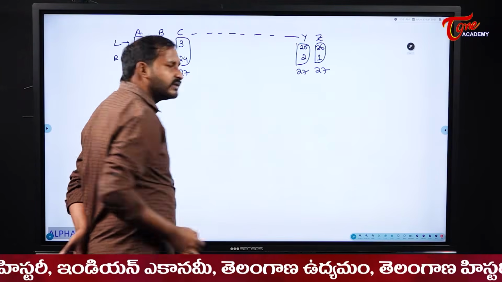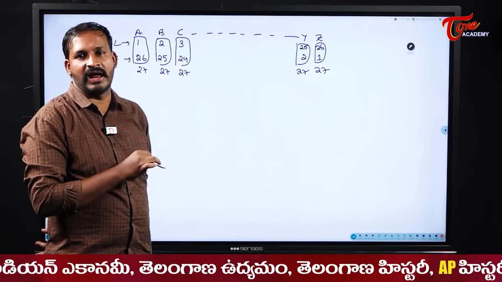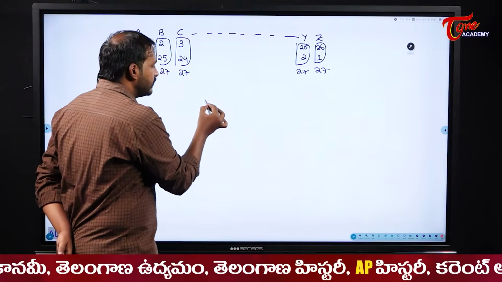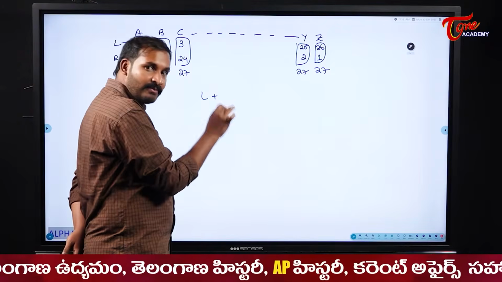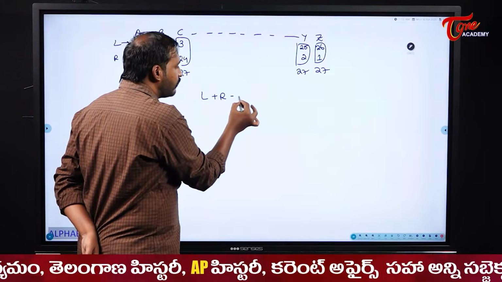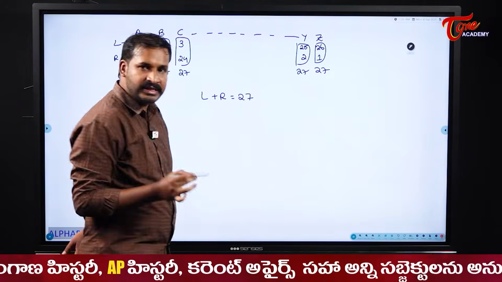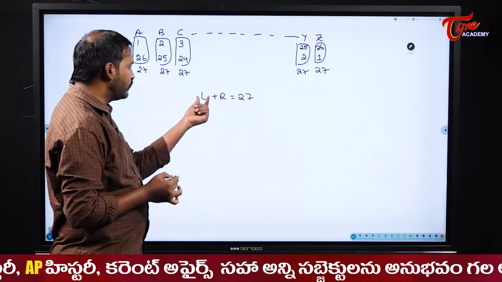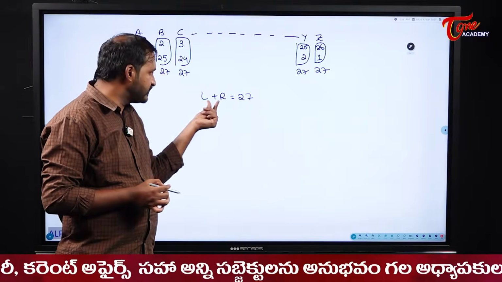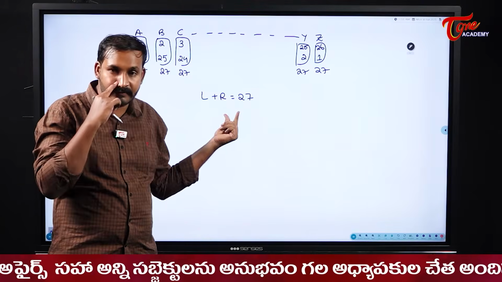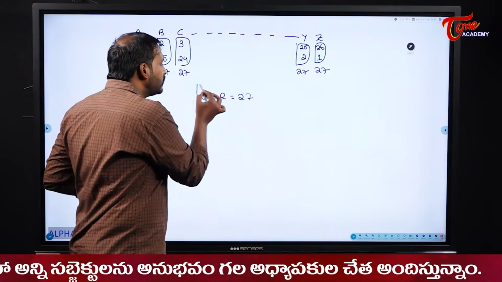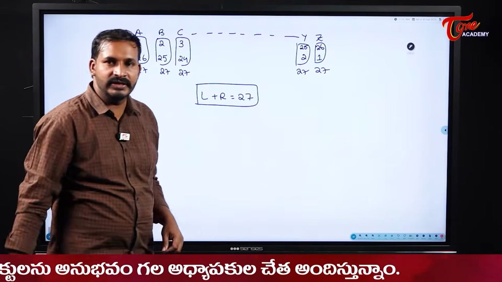That means the position of any alphabet from the left side plus the position of the same alphabet from the right side is equal to 27. The position from the left side plus the position from the right side will always be equal to 27.